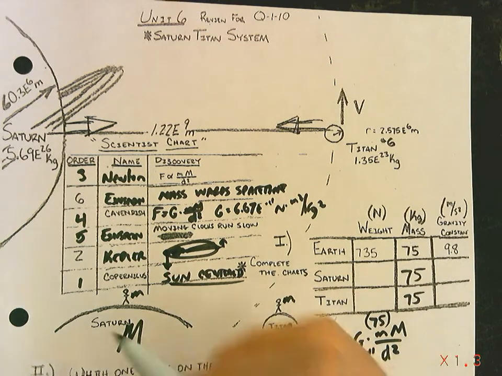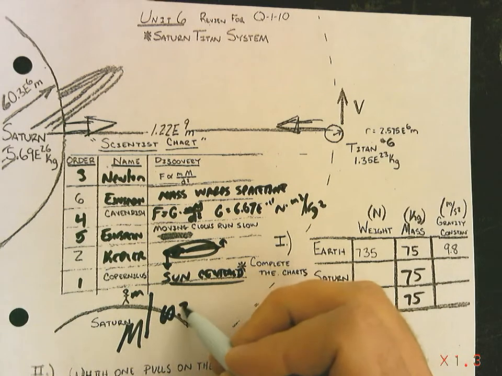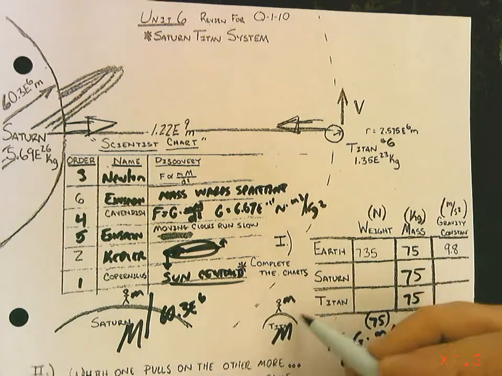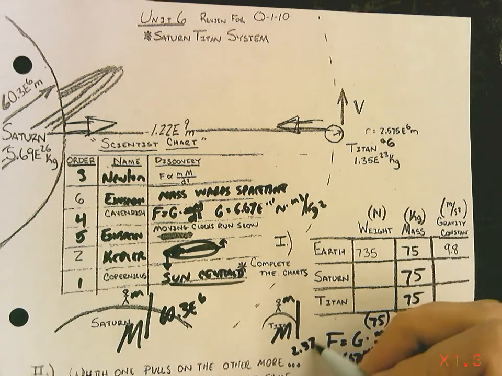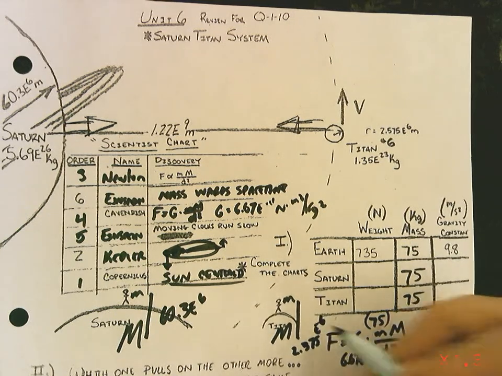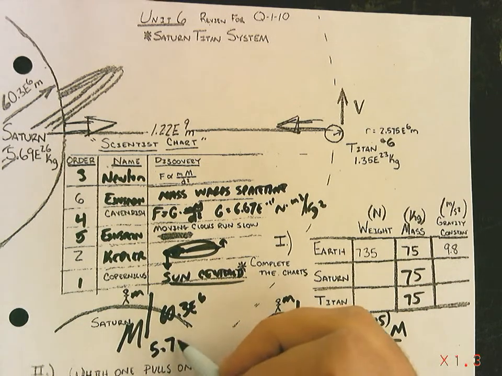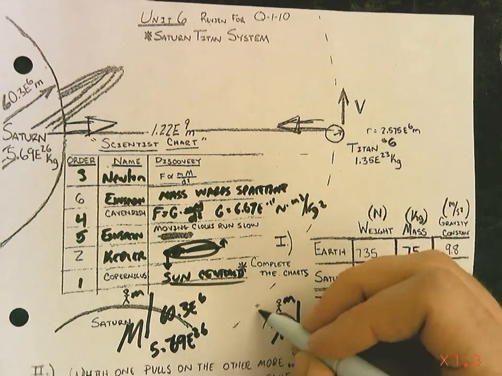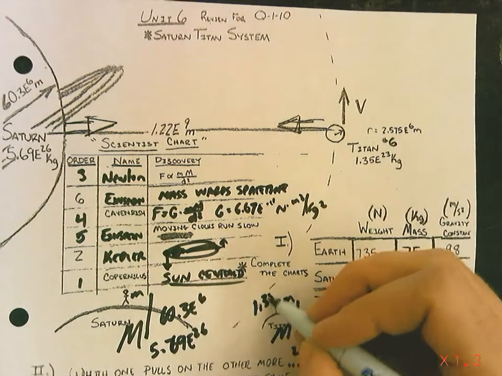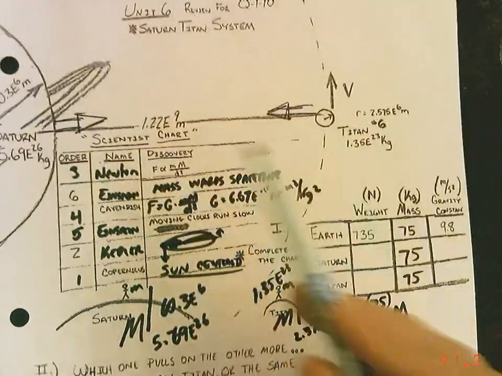If we're talking about Saturn, we'll use the distance between, which will be 60.3 e to the 6. If we're talking about Titan, we'll use the distance between, 2.575 e to the 6th. And then we'll use the mass of Saturn, 5.769 e to the 26, and we'll use the mass of Titan, which is 1.35 e to the 23. All this came from up here at the top if we look at the system.